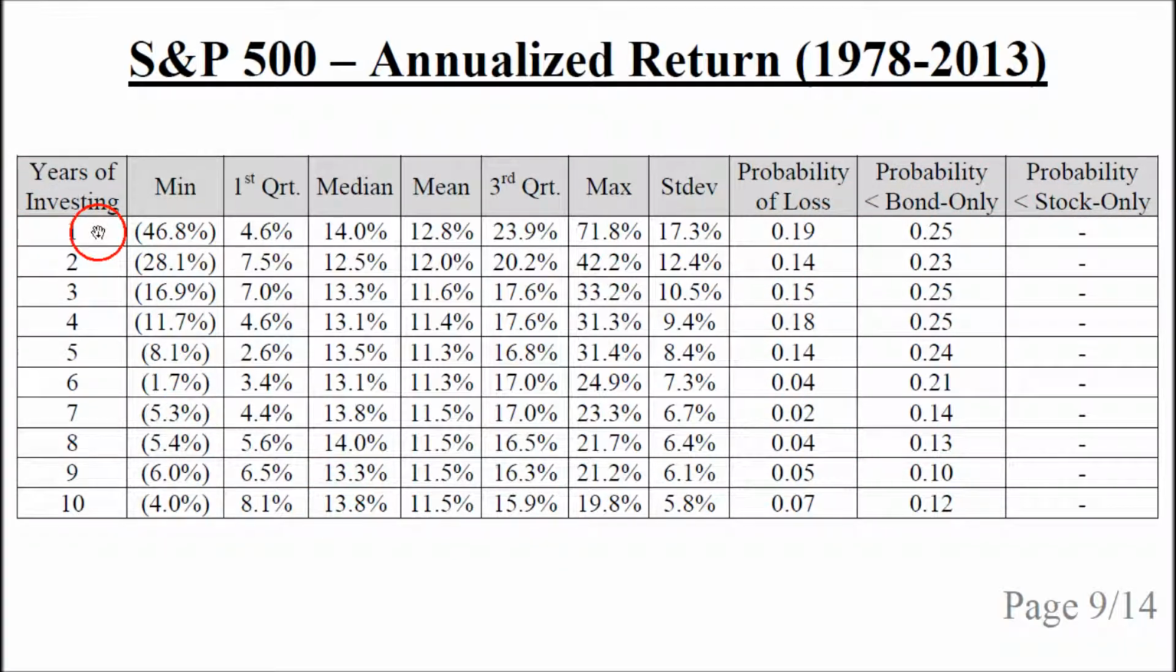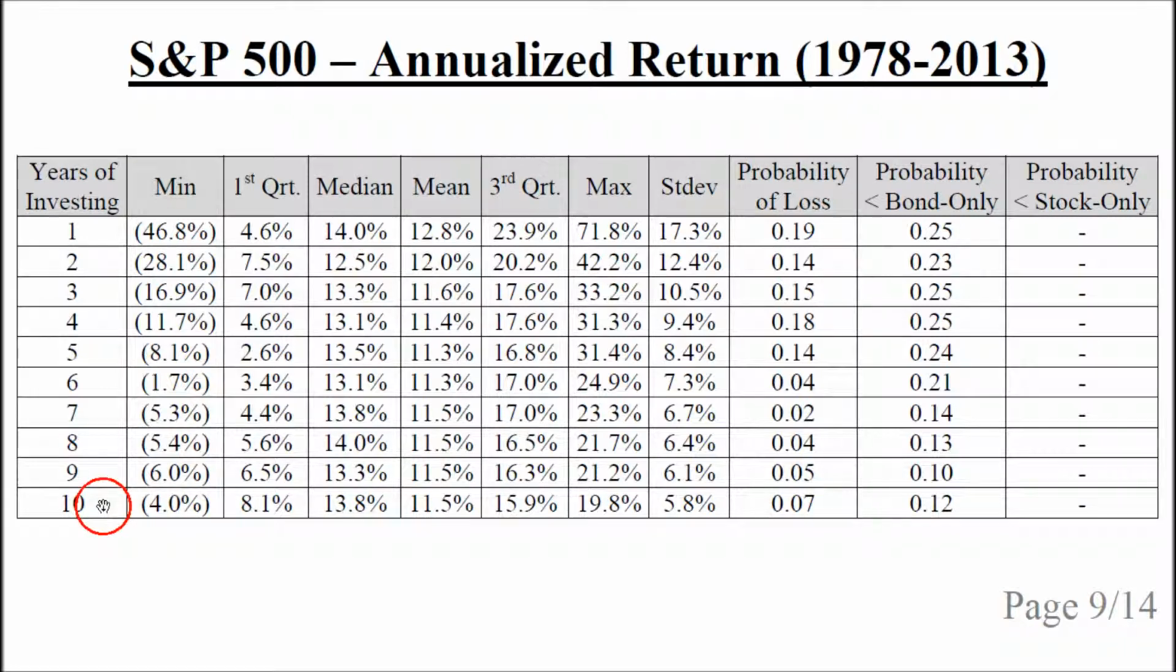So again, we can see for 1 year of investing, the lowest annualized return was minus 46.8%, and the greatest was 71.8%. On average, it was 12.8%, and the median was 14.0%.